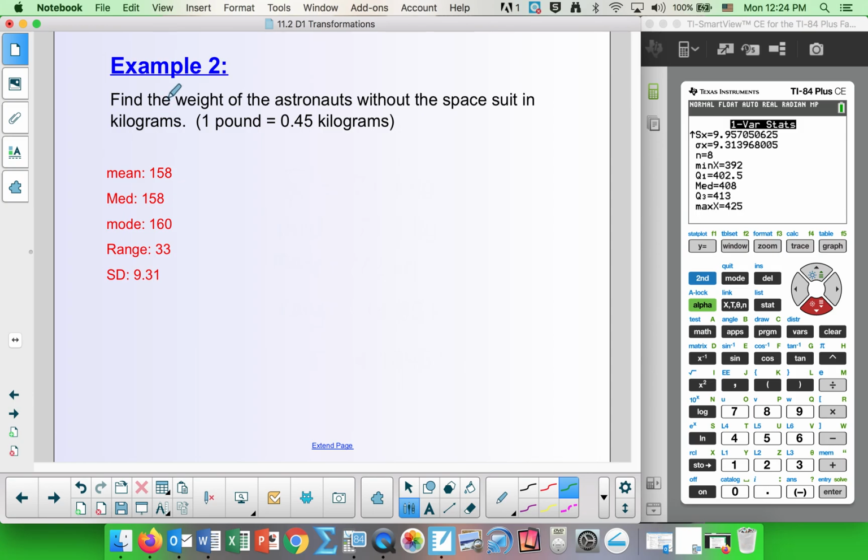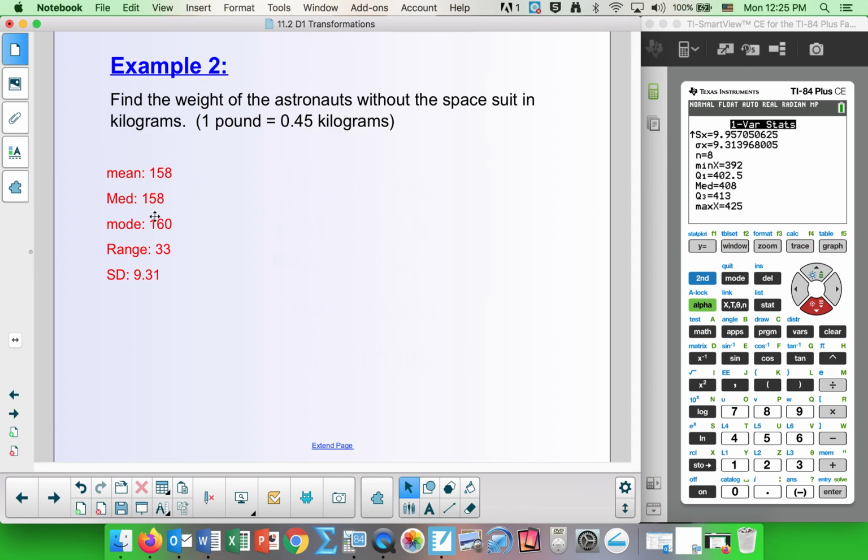Well, not every NASA program, not every space program in the world uses pounds. So what if we were going to team up with, say, the Russians? All right, we're going to have to change our weight to kilograms. Well, I don't need to re-put the data in. Notice I didn't even have the data. Don't even have the data here. All I have to do is I'm going to multiply each constant by 0.45 kilograms.